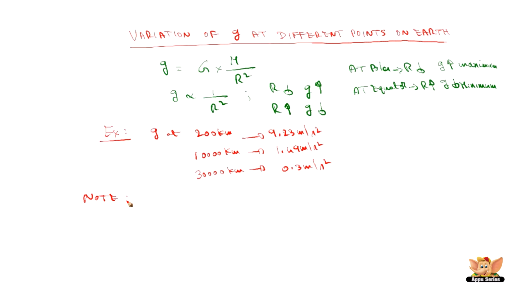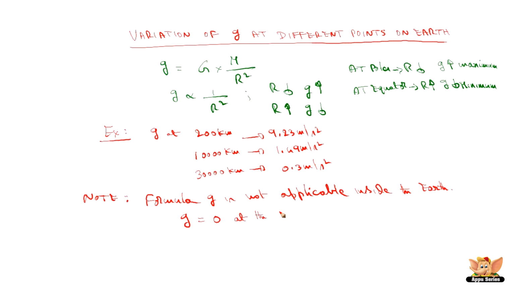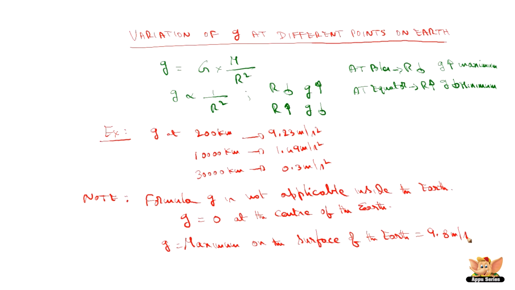Also make a note that the acceleration due to gravity formula, g = GM by r square, is not applicable inside the Earth, and g is 0 at the center of the Earth. This is something we need to note, and g is maximum on the surface of the Earth. That's the reason even at 200 kilometers it is 9.23 meter per second square, whereas on the surface of the Earth it is maximum, which is 9.8 meter per second square.